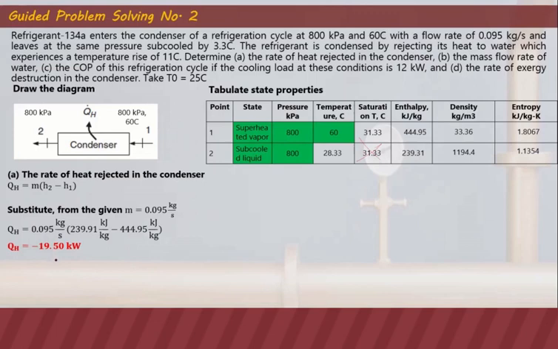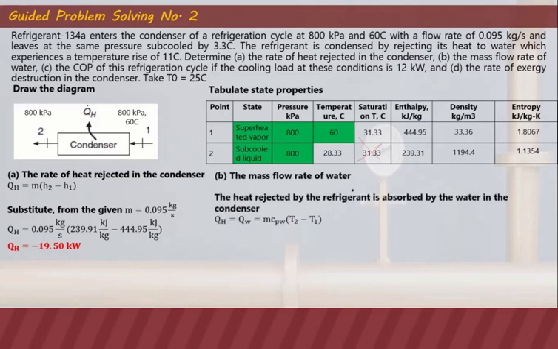So for the mass flow rate of water, since the heat rejected by the refrigerant is absorbed by the water in the condenser, then we can use energy balance as heat rejected equals the heat absorbed by the water. And for the water, we can use our formula m Cp of the water multiplied by delta T, or the temperature rise of the water. We are given the temperature rise of the water to be 11 degrees Celsius. That's why our T2 minus T1 is 11.